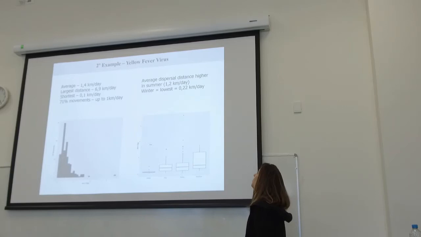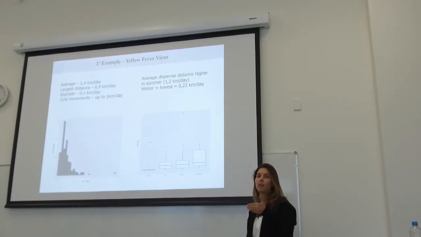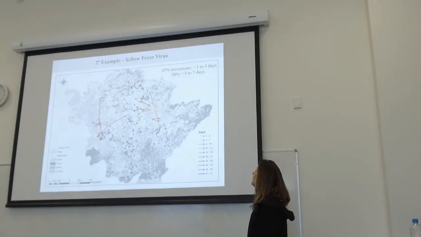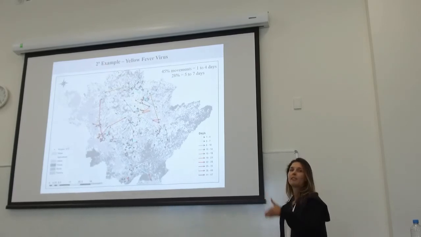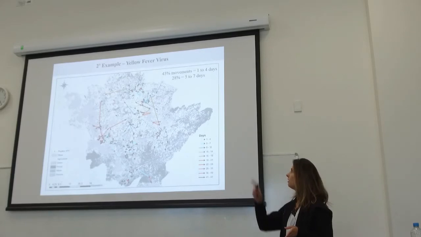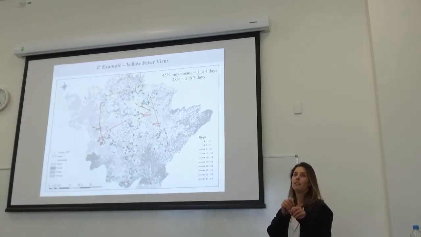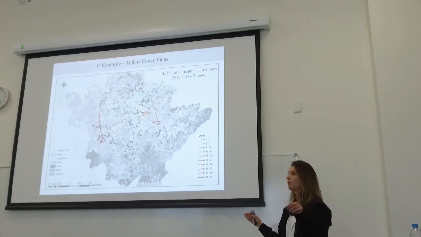We also saw that the virus moves faster in the summer and slower in the winter, and that in most of the cases it disperses within a week since the infection started. So it starts at one point, and in 1 week, it goes to another point. In most of the cases, that's what happened.